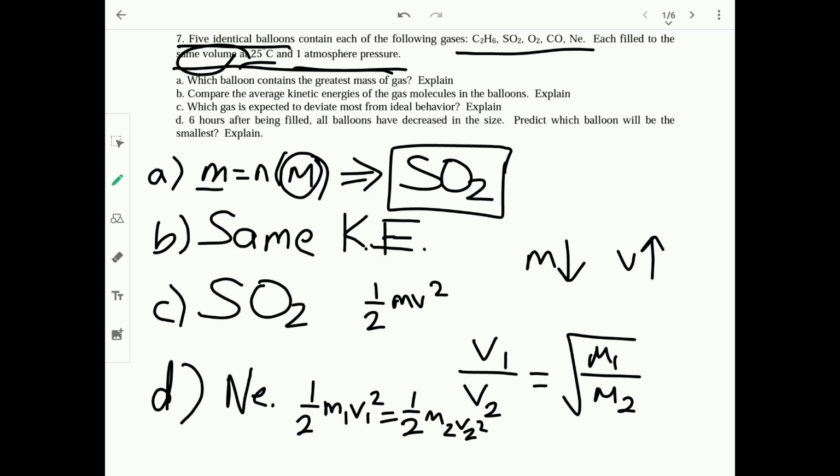Now if you think about it, if the mass of the first one is big, then how will the second kinetic energy be the same? Well, the mass cannot compare to the first mass, so the velocity has to be much bigger than the velocity of the first one. So the lighter the gas, the higher the velocity. That's why neon will be the smallest, because most of the gas will be out by that time.